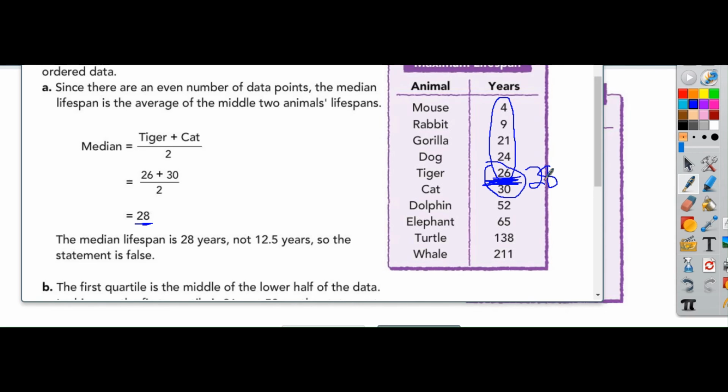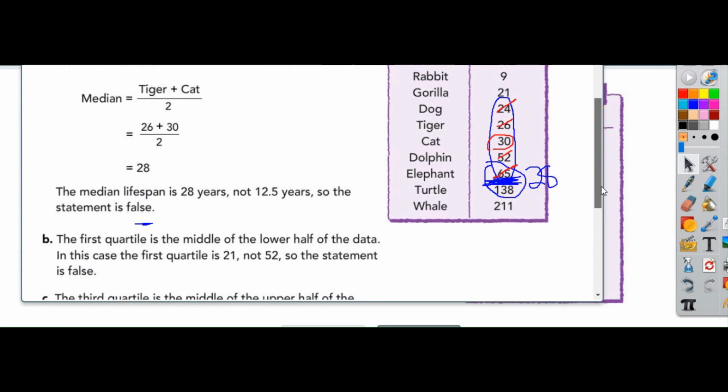So now in order to find our quartile 3 and quartile 1, we have to cross off everything that's considered our lower half. So the only thing that's considered a lower half is everything except the median. So since the median is 28, we're going to cross off 26, even though it made up that 28. We're going to cross off 4. We're going to cross off 24 with 9. And then we have our middle value of the lower half, which is 21. So quartile 1 should be 21.